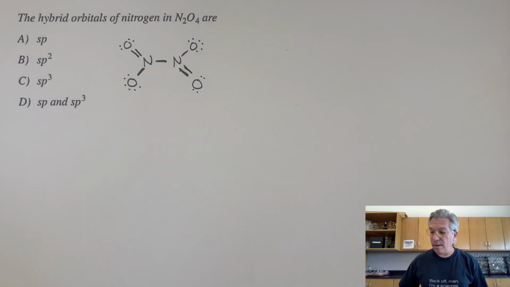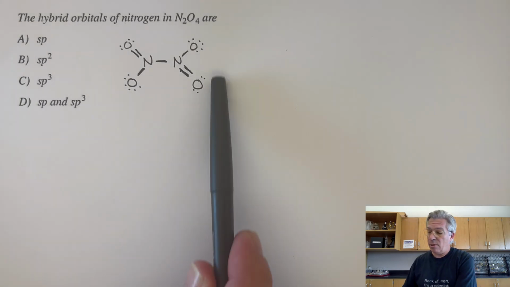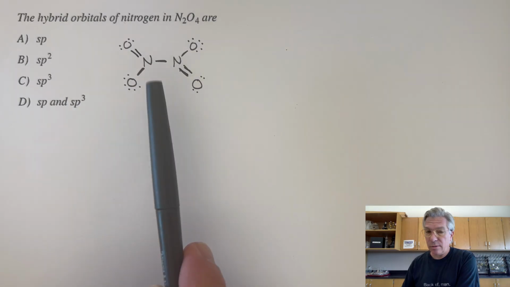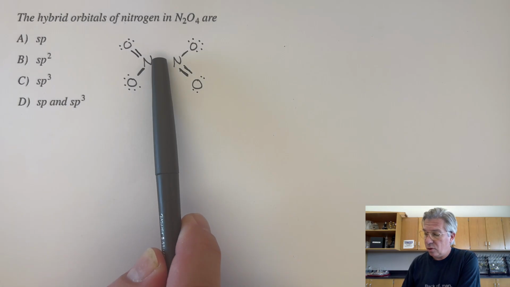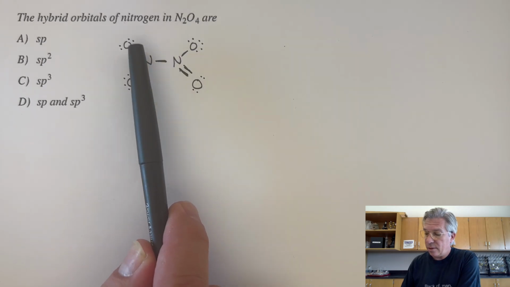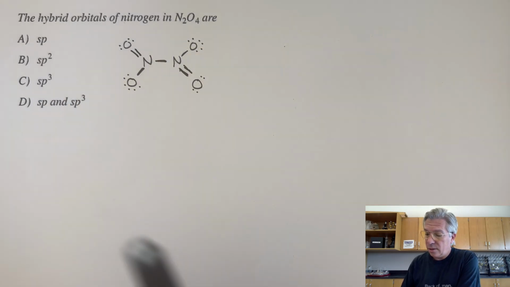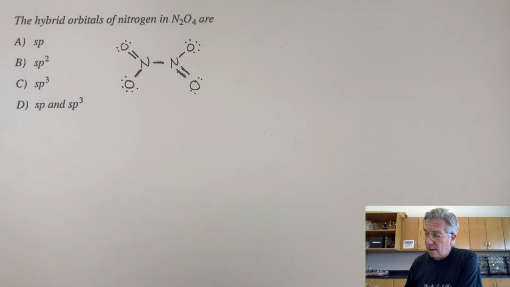Here's another one where the hybrid orbitals of nitrogen in N2O4 are, can't picture it, draw it. Take a moment, get the Lewis structure down on your paper in the margin, and then you can start counting effective pairs. So 1, 2, 3. Again, there's a double bond, so don't count the second one. So this is also sp2 hybridized.